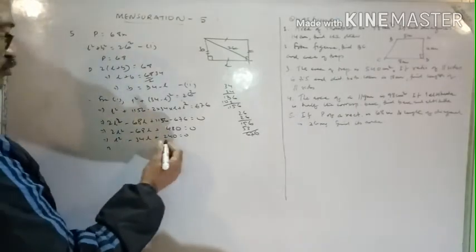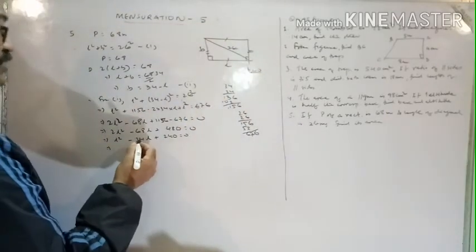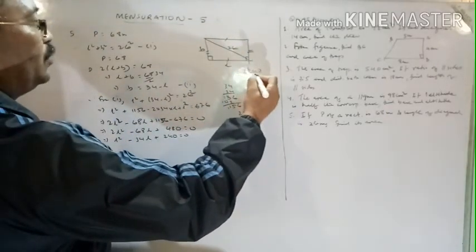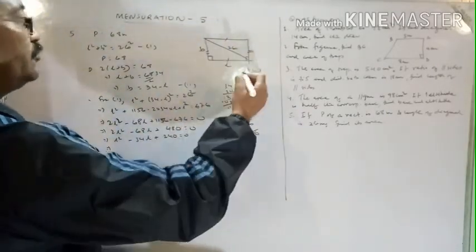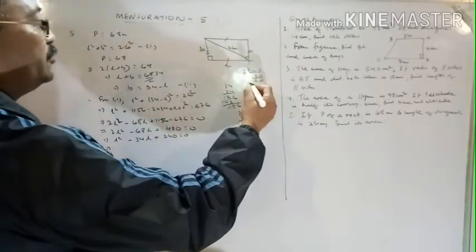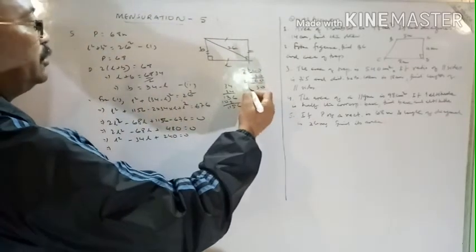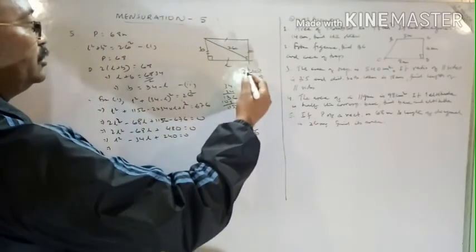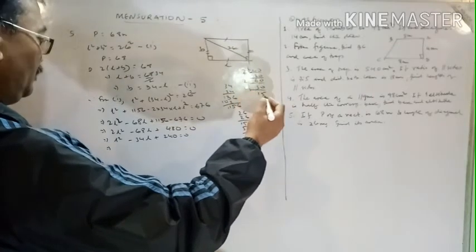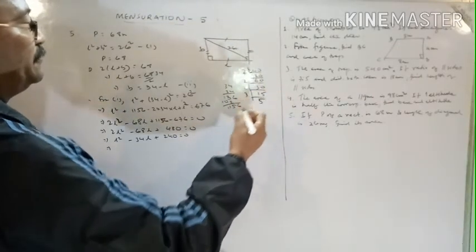Now we will factorize this one. For 240, we have to find factors whose sum is 34. 2 into 120 will not give you 34. 2 into 60 and 4 into 30 will not give you 34. 2 into 30, and 30 and 8 will not give you 34. 2 into 15, 2 into 8, 2 into 16, and 15 will not give you 34. So 3 into 5.